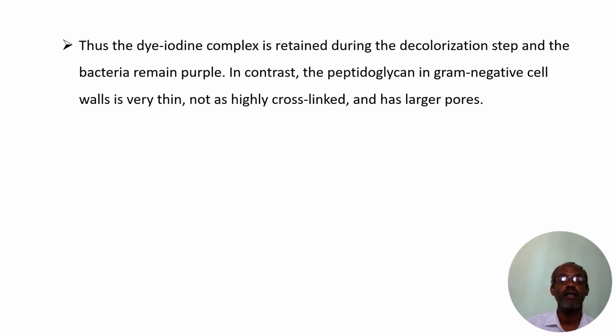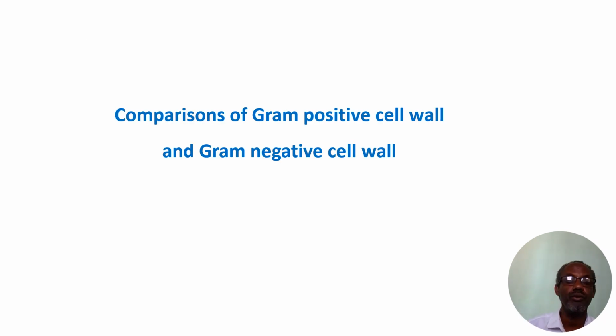In contrast, the peptidoglycan in the gram-negative cell wall is very thin, not as highly cross-linked, and has larger pores. What does it mean? It can be easily washed. Okay? Therefore, when you are asked why the gram reaction differs between gram-positive and gram-negative: gram-positive do have a thick cell wall. Once it accepts the primary stain, the purple, the alcohol can't wash it out.